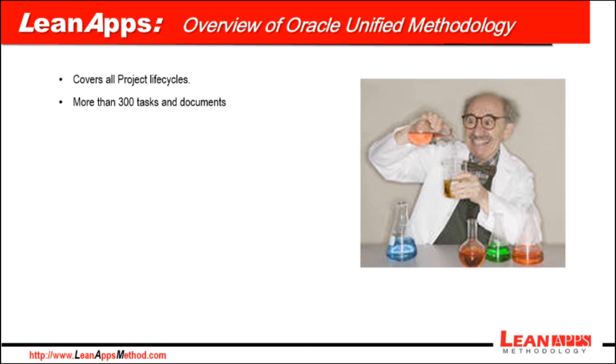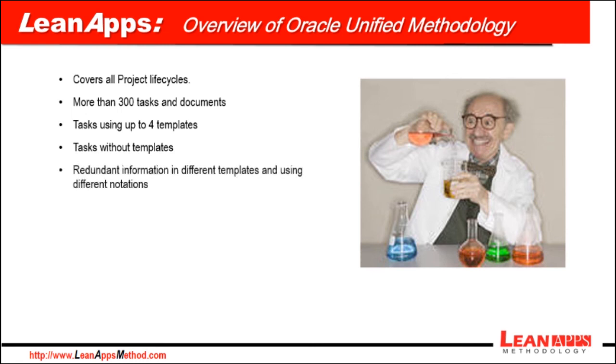We have tasks using up to 4 templates and others with no template at all, with templates being used in several tasks. It uses all types of notations such as use case, user stories, flowcharts, behavioral diagrams, class diagrams, sequence diagrams, and others. That's why some templates seem redundant among themselves. You need to choose amongst this ocean of templates which one to use in your particular project.